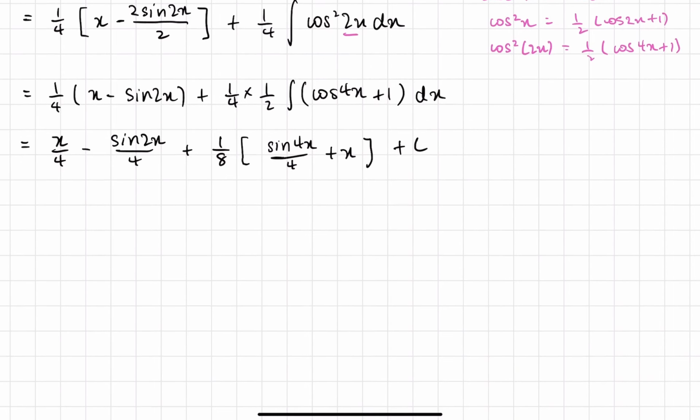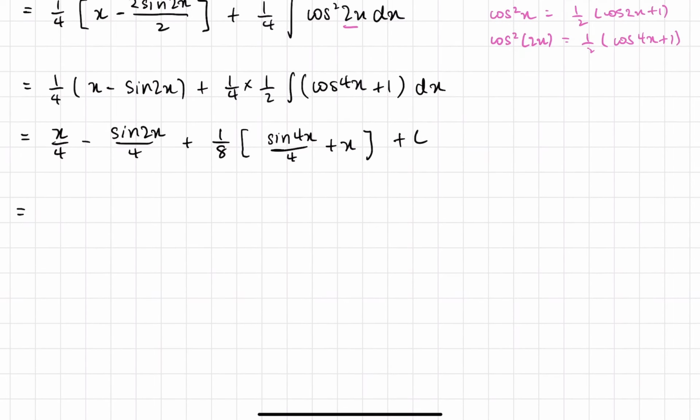which equals to, now we have a x on 4, and then we have a x on 8 over here, right? So if you add them together, we should get 3x on 8 minus sine 2x on 4 plus sine 4x on 32. And hopefully that's the answer. Yep, that's the answer.